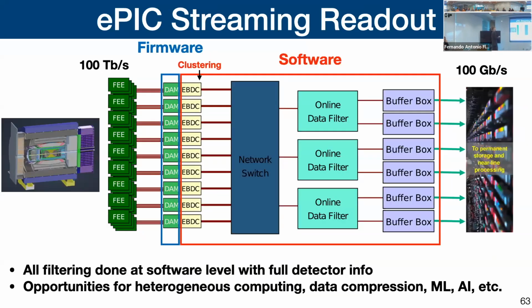And the EPIC streaming readout will have very similar characteristics. So what happens here is EPIC will have a very large amount of data coming from the front end of the detectors. And what they do here is they immediately put it into some firmware. And after a little bit of aggregation of the data, it immediately puts it into a huge computing center.